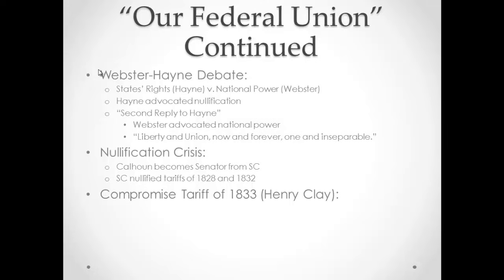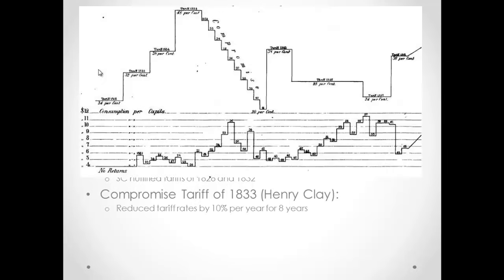So the country is on the brink of civil war, and Henry Clay comes in and saves the day with a compromise tariff of 1833. This is his second compromise, the second of three. First one was the Missouri Compromise. This is number two. So what this does is it helps out both the North and the South by gradually reducing the tariff rates by 10% per year for 8 years. So you can see the tariff rates up here really, really high. 8 years later, it's going to go down to less than what it was in 1816.